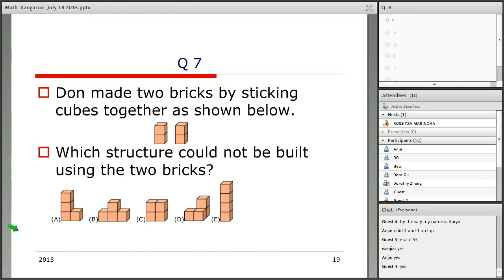Dawn made 2 bricks by sticking cubes together as shown below. Now, these are the 2 bricks which he made, sticking 2 cubes. Now, which structure could not be built using the 2 bricks? You have A, B, C, D, E. Which structure cannot be built? You need to figure out which structures could be built, and that is what is excluded from our answer. Which structure could not be built is the question. So try figuring out. I will be opening the poll.